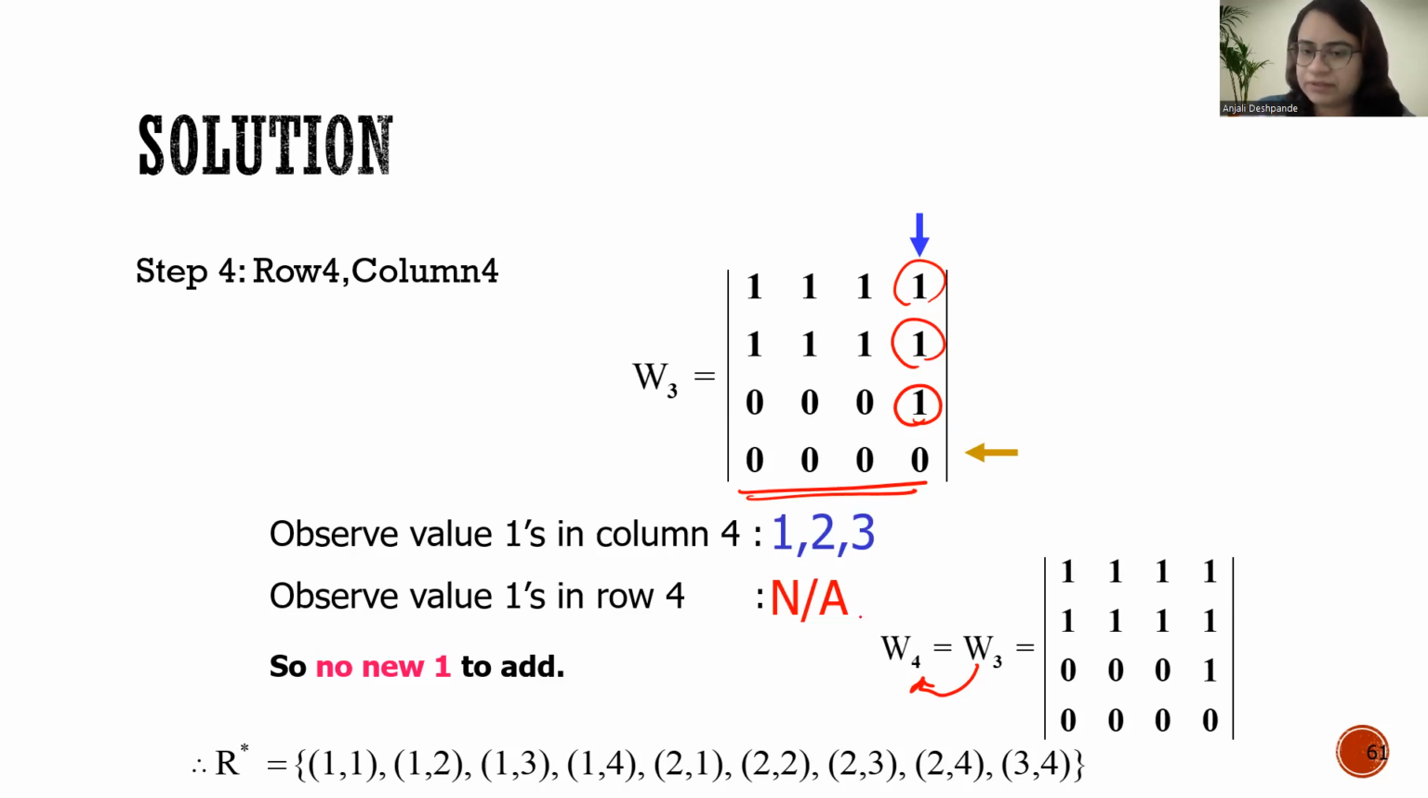So when you convert this W4 into a relation, so how to convert it? So this is 1 1, 1 2, 1 3, 1 4, 2 1, 2 2, 2 3, 2 4, and 3 4. So this is your transitive closure denoted by R star, and it is in the relation form. So in this way, I can obtain the transitive closure of a given relation using Warshall's algorithm.